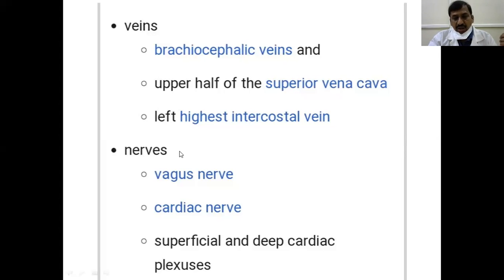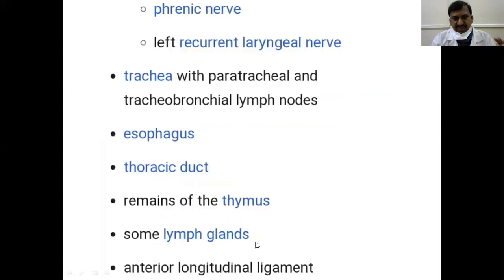Next, coming to the nerves: the vagus nerves, right and left, and the cardiac nerves, which are branches from the superficial and deep cardiac plexus. Then there is the phrenic nerve, the nerve of the diaphragm. The root value of the phrenic nerve is C3, C4, C5. It starts at the cervical level but supplies the diaphragm, so it has a long course through the thorax.